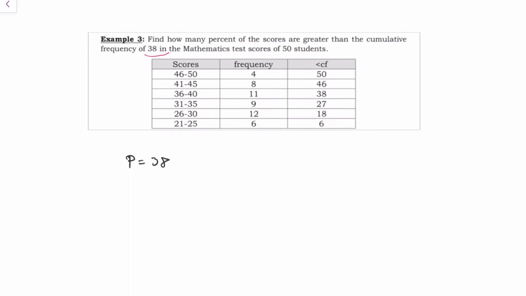Now we make use of this 38 to find in which row, rather in the scores interval, should be used. So 38, in the previous video I've taught you this 38. Where does 38 fall? If you refer to the interval in the cumulative frequency, 38 falls in the interval 28 to 38. So we use the values in this score interval, 36 to 40.